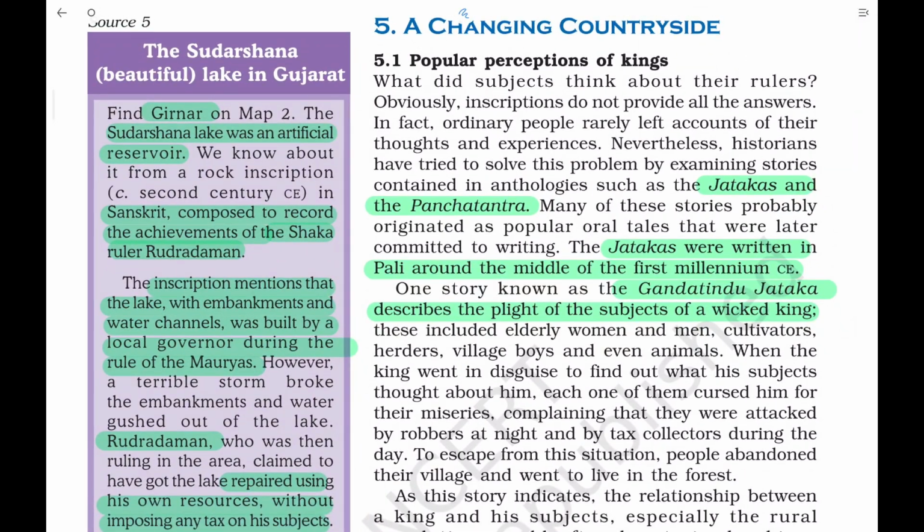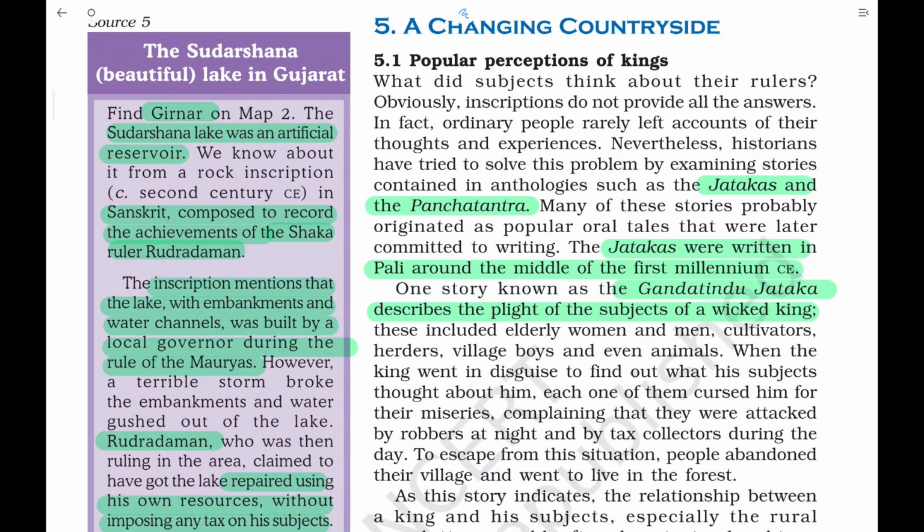Now, let's come again to the popular perceptions of the king and the change in the countryside. This is all about the books that were written, for example, the Jatakas and the Panchatantra. The Jatakas relate to the life of Buddha. The Jatakas were written in Pali around the middle of the first millennium, and they contained information about the life of Buddha. Mark this note point.